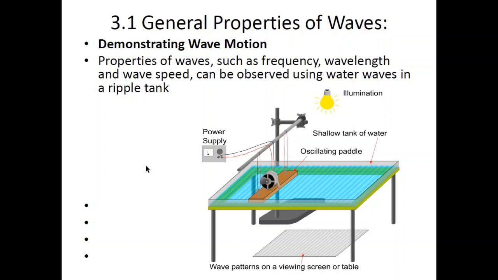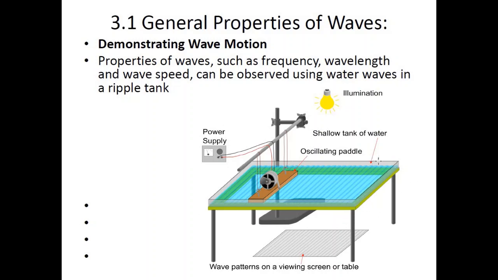Moving ahead, let's see how to demonstrate wave motion. Properties of waves such as frequency, wavelength or wave speed can be observed using equipment that is known as a ripple tank. This is what a ripple tank looks like.